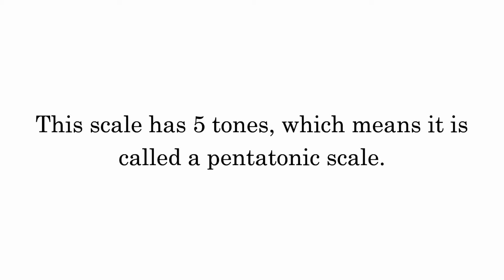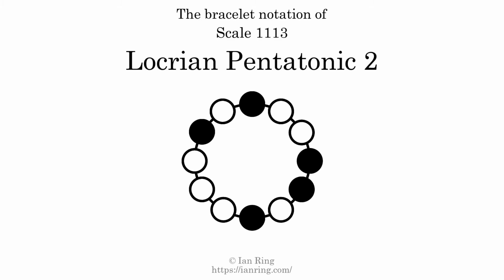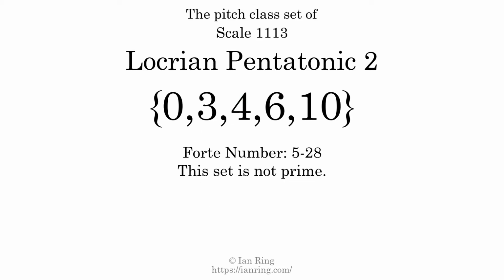This scale has 5 tones, which means it is called a pentatonic scale. This is a bracelet notation diagram of scale 1113. The shaded circles represent tones that appear in the scale, and they are read clockwise, starting at the top. The pitch class set for this scale is 0, 3, 4, 6, 10.